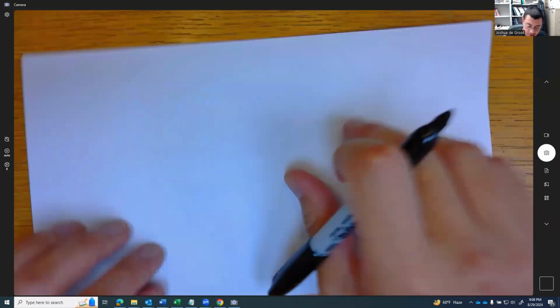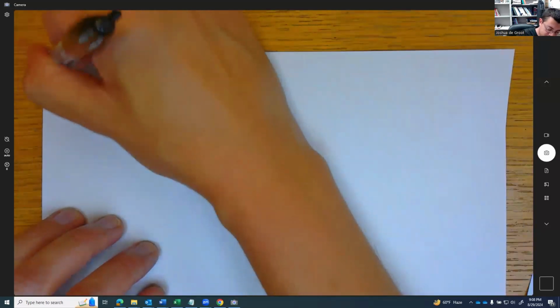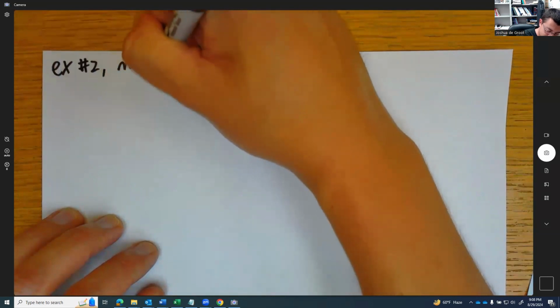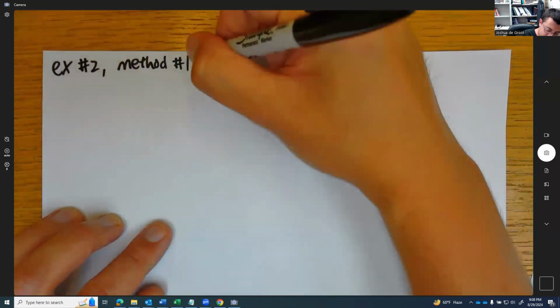All right, cool. Need a new page. So we're still on example number 2, and we're going to be doing method number 1, the indirect method.